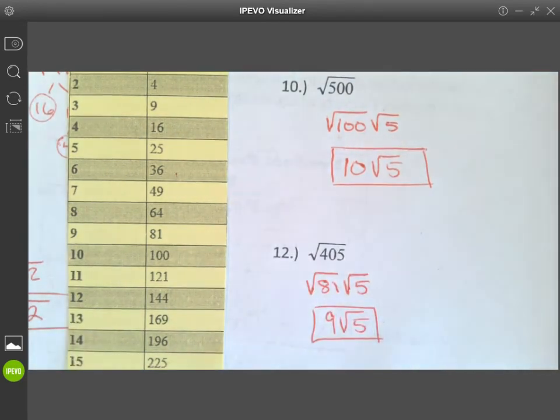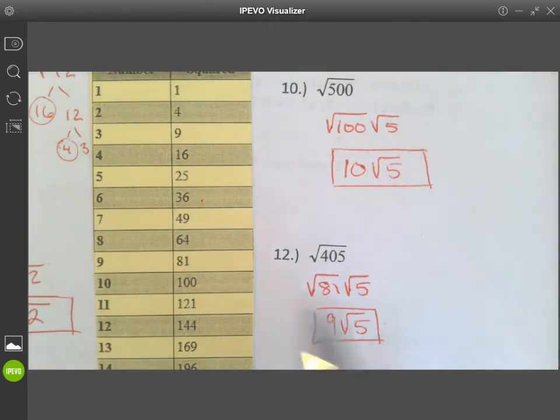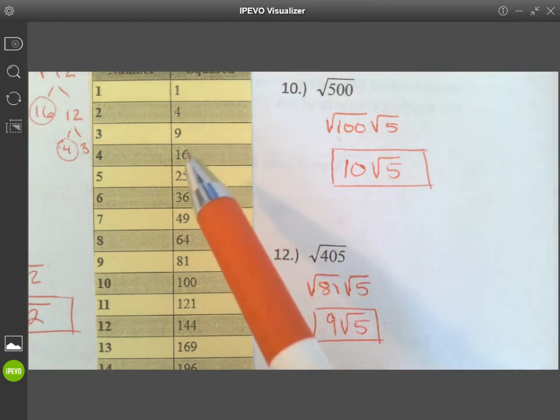That's it. So your goal is to find the biggest perfect square, and that's why this sheet will help guide us. It helps us focus to look to see what of these numbers work.